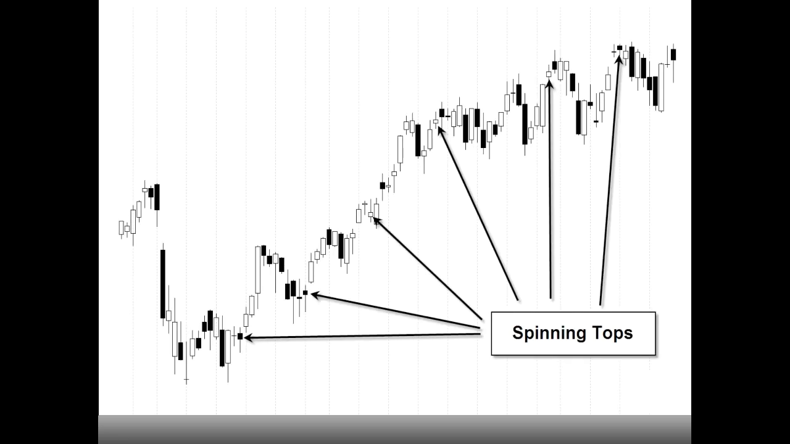On this chart, we have pointed out several occurrences of spinning tops. Notice that a reversal in direction often follows, while in other cases the price simply continues to move in its current direction. There are a few other instances of spinning tops on this chart we haven't pointed out. Take a moment now and see if you can identify them.